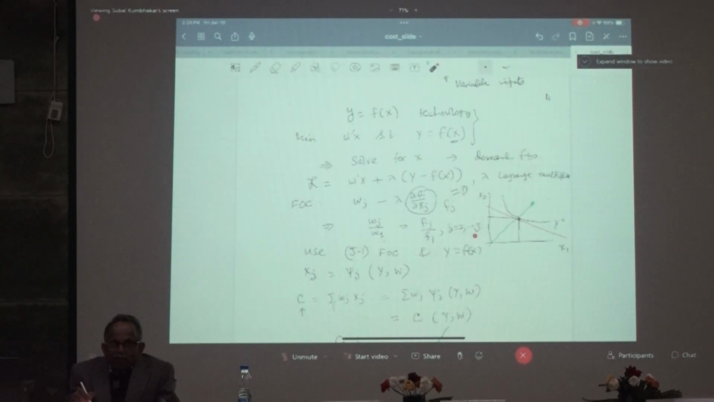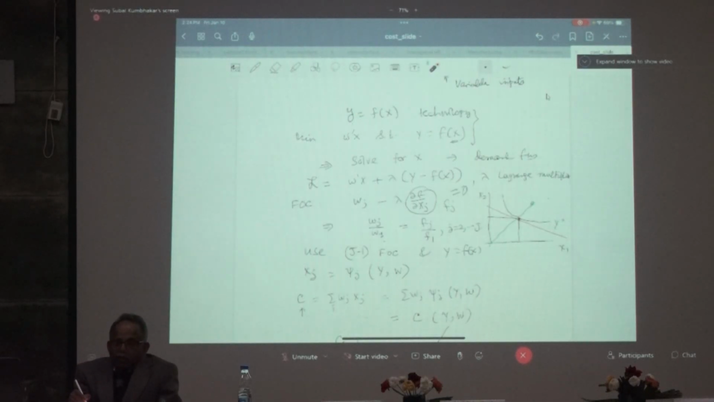How many? So big J is the total number and little j is running from 2 to big J. So how many? J minus 1, right? So you have J minus 1 equations and the production function is another equation. So you have J equations to solve for J unknowns, which are the inputs. So you need to solve for the inputs.